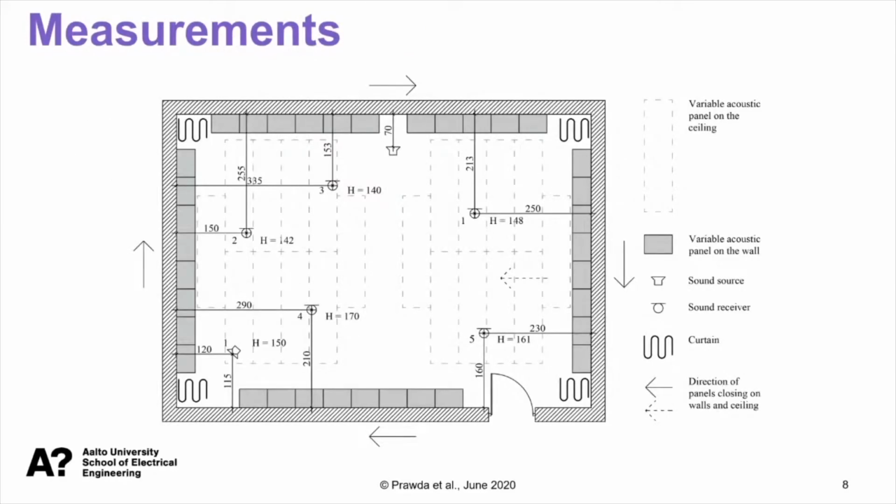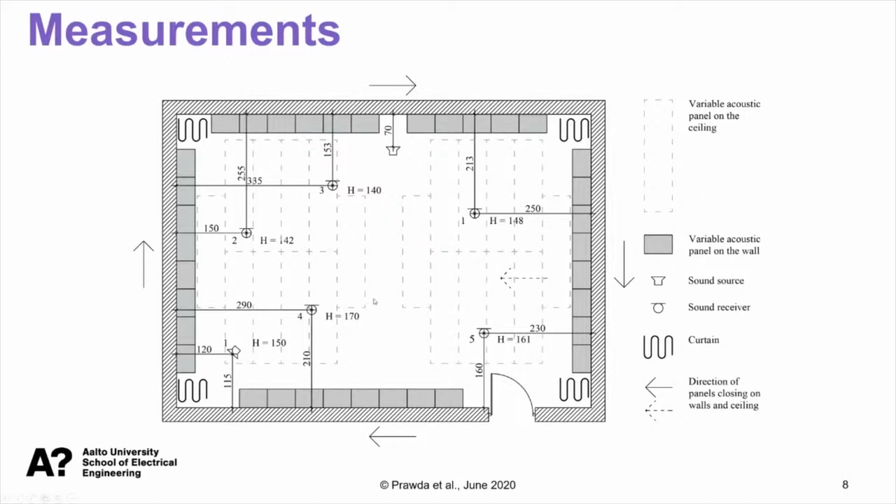So we did measurements in 2 scenarios. In the first scenario, the first configuration was where all the panels were open, and then in every next configuration, the panels were closed one at a time until all the panels in the lab were closed, meaning that the first configuration, all panels open, then the second, 1 panel closed, the third, 2 panels closed, and so on and so forth. And the direction of closing the panels is indicated here by the arrows.